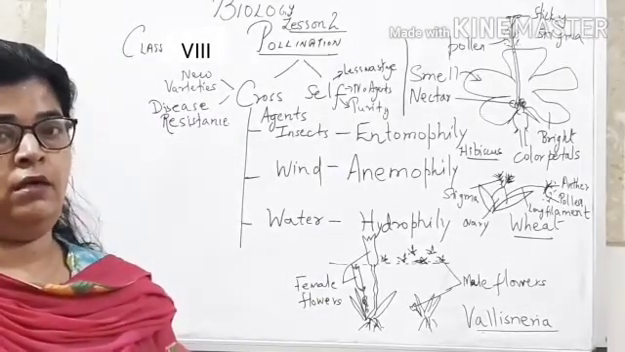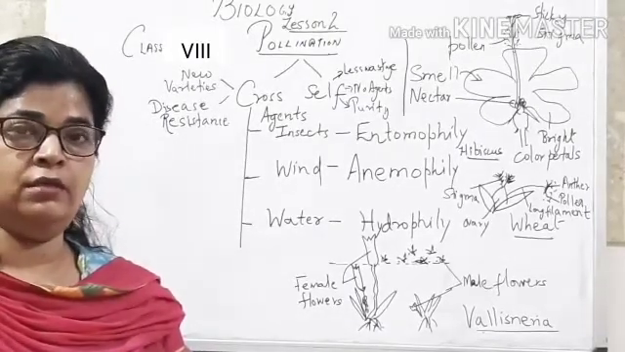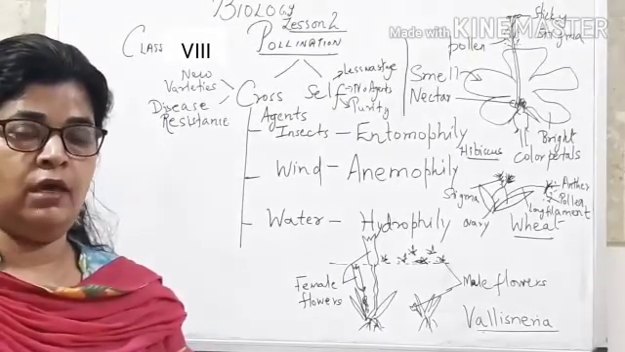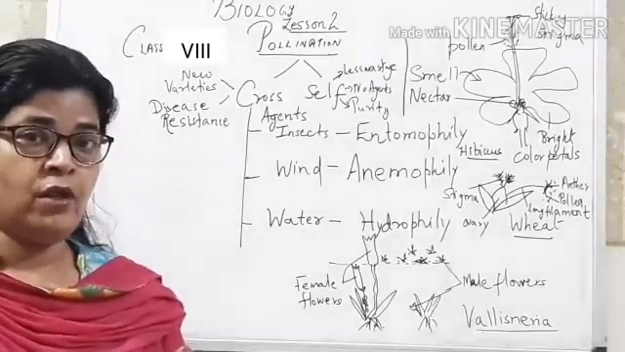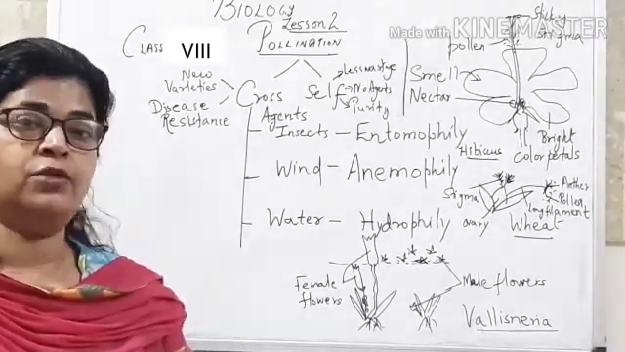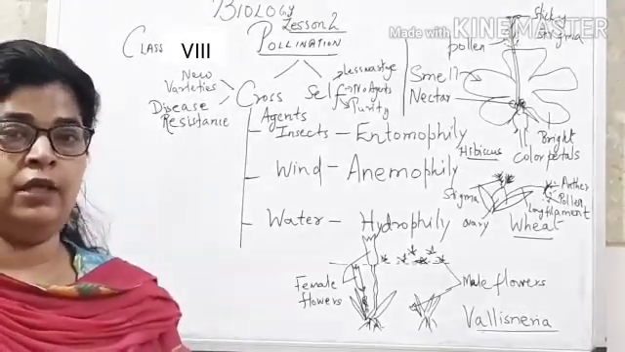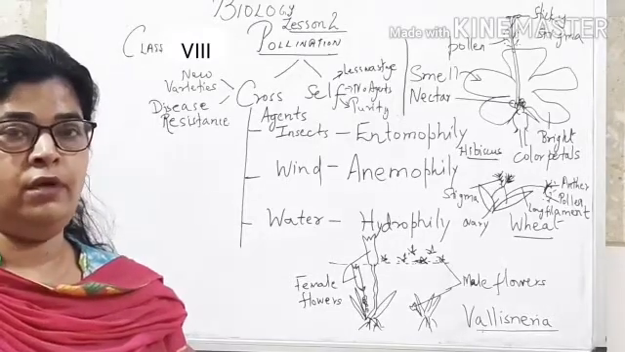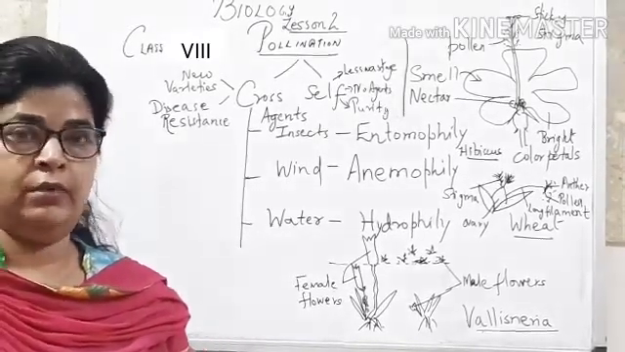Here, the pollen grains are transferred from the anther to the stigma of the same flower or to another flower, but of the same plant. The plant remains the same. So, pollen grains are taken from the anther to the stigma.